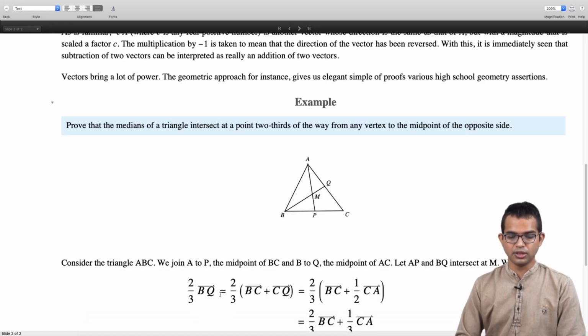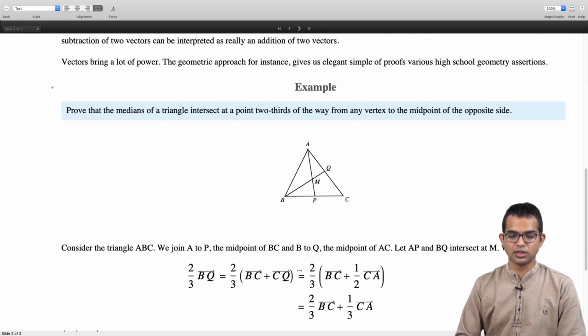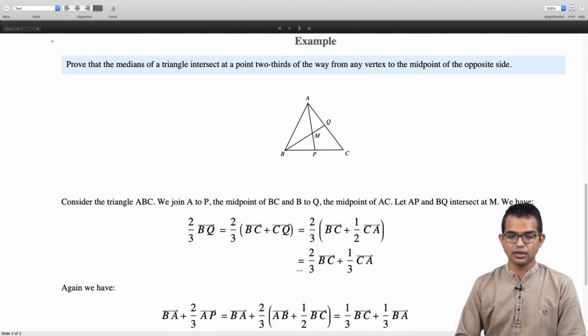So 2/3 of BQ is equal to 2/3 of (BC plus CQ), which is the same as 2/3 of BC plus half of CA, because Q is the midpoint of AC. So 2/3 of BC plus half CA, multiplying this out, is 2/3 BC plus 1/3 CA. So let's keep this as it is. Now let's compute the same 2/3 BQ in a different way. So we have BA plus 2/3 AP.